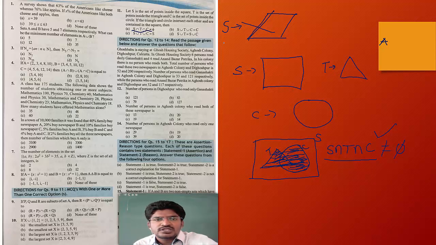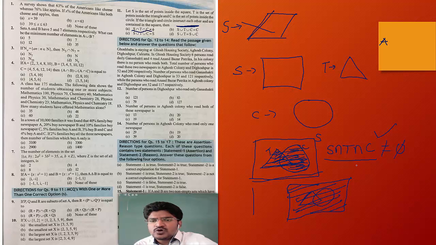One option is correct. Go for the second one. What they are telling for the second one? S union T union C is equal to C. So again if you draw the Venn diagram, see here, triangle and this is circle, this will be the complete union of what? S union T union C. This term will be the shaded portion.